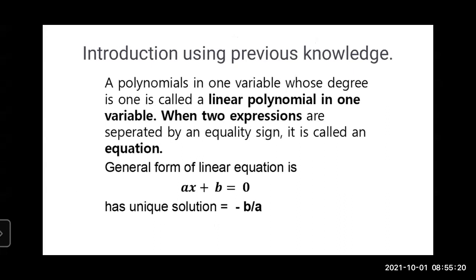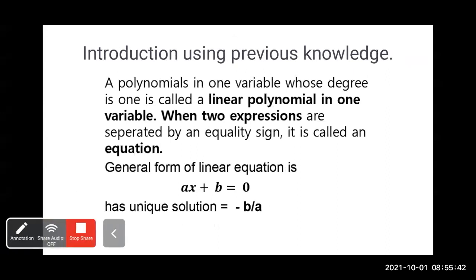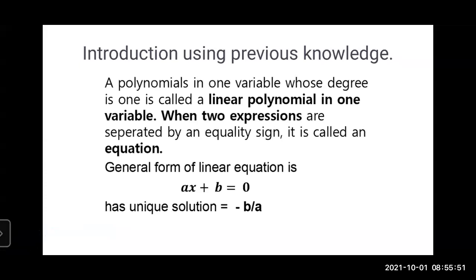In this, we have studied linear equations in one variable in 8th standard and polynomials, our third lesson, in which we have studied what is the degree of a polynomial, what is the degree of a linear polynomial. Degree of a linear polynomial is 1, degree of a quadratic polynomial is 2, and degree of a cubic polynomial is 3. A polynomial in one variable whose degree is 1 is called a linear polynomial in one variable.